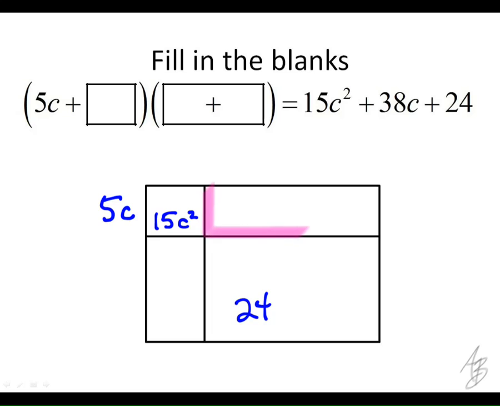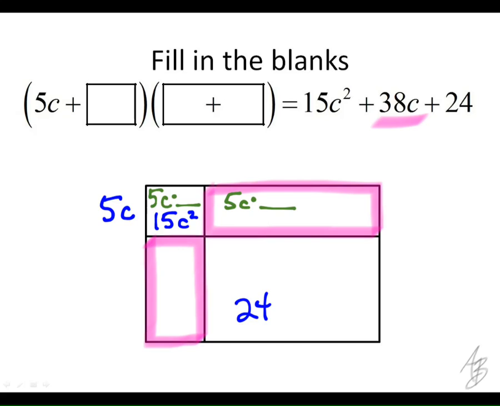And I know that the 38c is going to be... I can't put that anywhere, but it's going to be the top right with the bottom left combined. So those two rectangles together are going to add up to 38c. I can take 5c times something to get this area, and 5c times something to get this area. What do I multiply by 5c to get 15c squared? 3c. So this width here is going to be 3c, and this rectangle here is going to have an area of something times 3c.